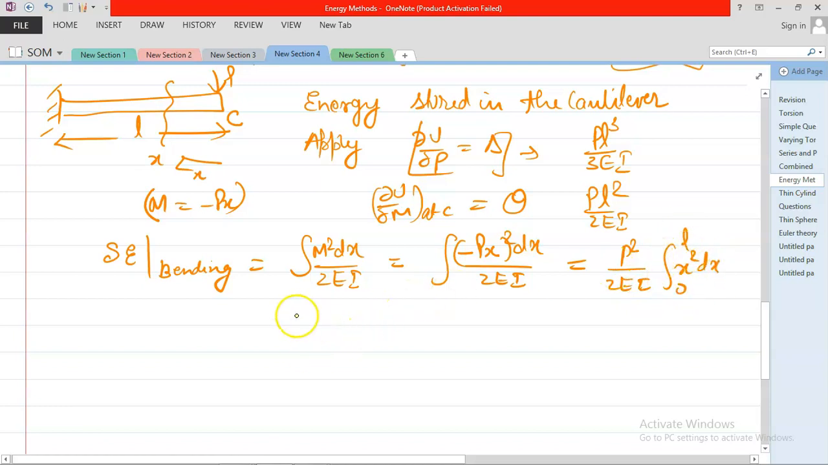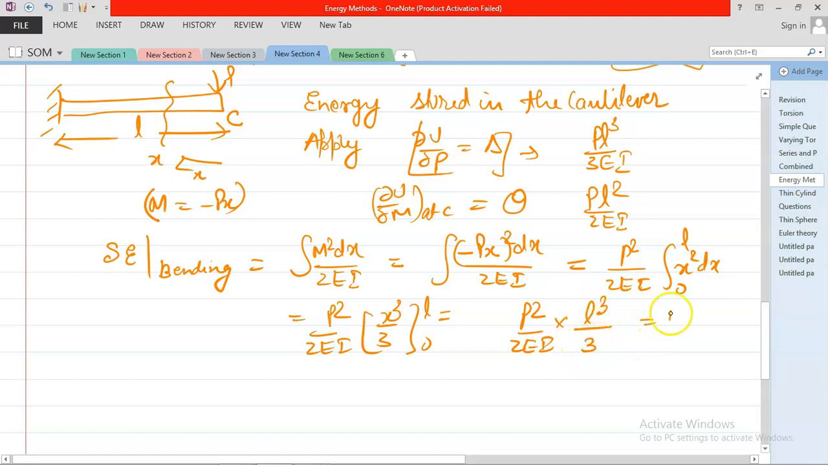So the strain energy would be P square upon 2EI, and it is x cube by 3 from 0 to L. So it will be P square upon 2EI into L cube by 3, that is equal to P square L cube by 6EI. So this is the strain energy stored in the cantilever for this P loading.